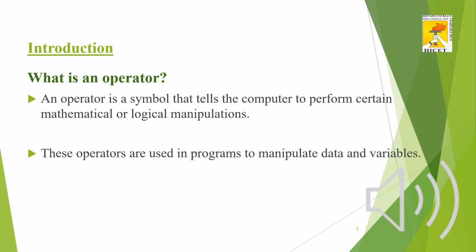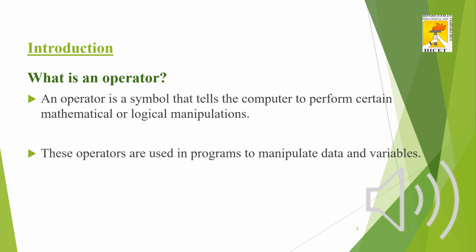So let's see what an operator is. An operator is a symbol that tells the computer to perform certain mathematical or logical manipulations. So what is an operator? It is a symbol. It simply tells the computer which type of manipulations or mathematical calculations have to be done in the program.